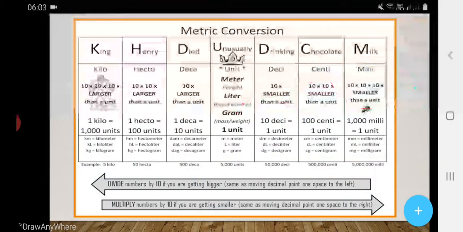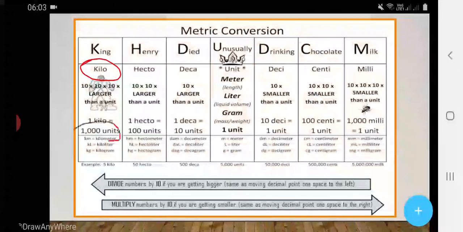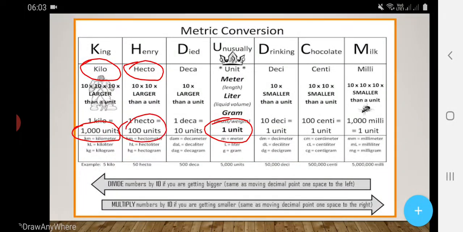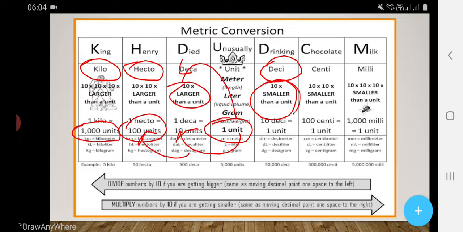I repeat the thing. If I want to go kilo, kilo means 1000 times larger than a unit. If I want to go hecto, this means 100 times larger than a unit, because 1 jump, 2 jumps. 1 jump means 10, 2 jumps means 10 into 10. If I want to go deca, then 10 times larger than a unit. If I want to go deci, then 10 times smaller than a unit. This one larger, this one smaller.